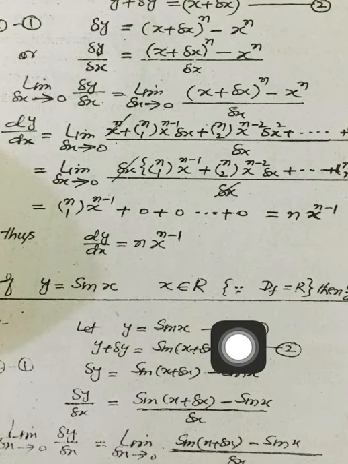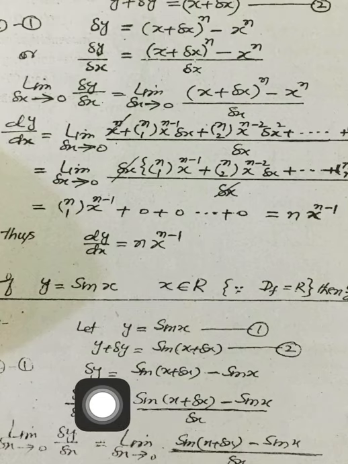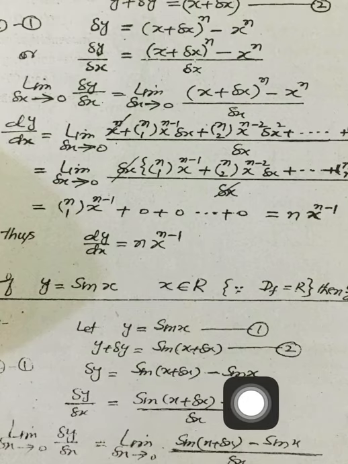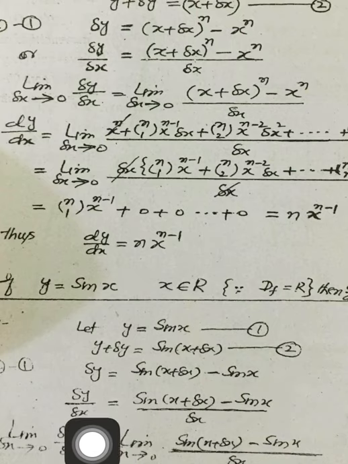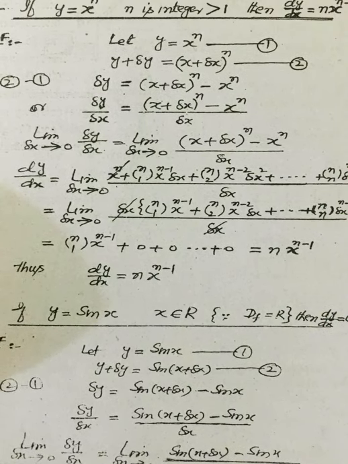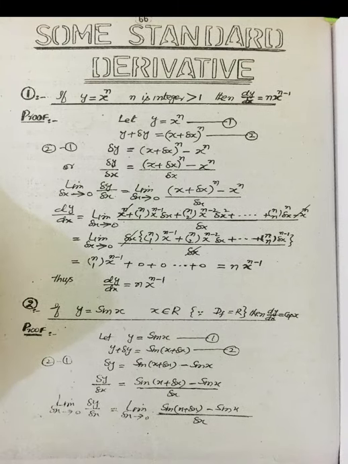Now subtracting these two equations, I got this equation: del y equals sine of x plus del x minus sine x. Now dividing both sides by del x, and in the next step applying limit on both sides, I got this equation: limit del x approaches 0 of del y over del x equals limit del x approaches 0 of sine of x plus del x minus sine x over del x.